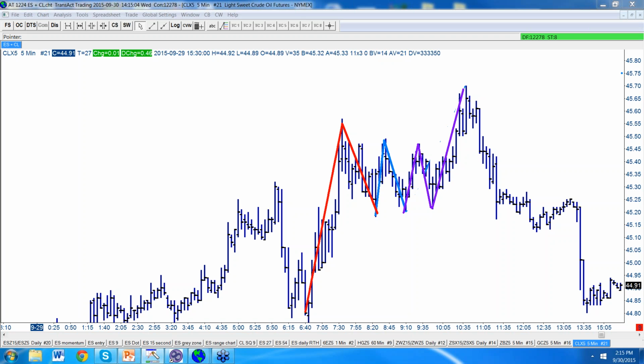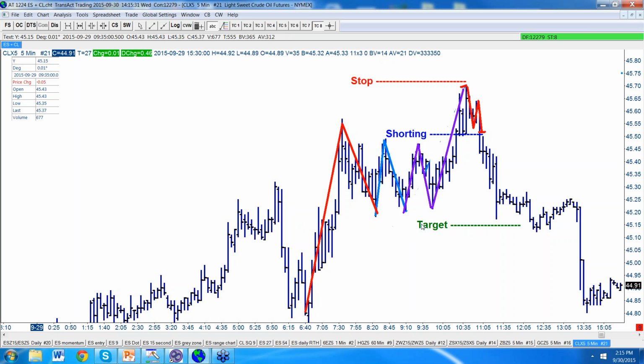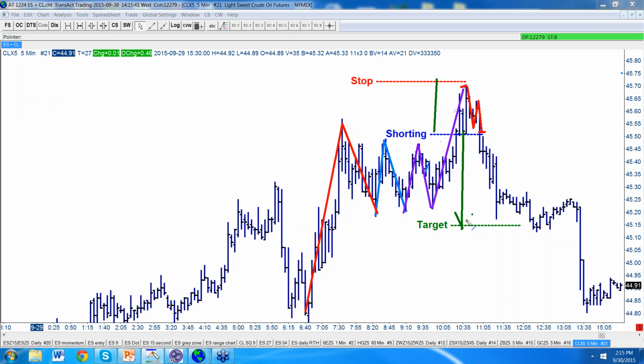Well, where do you get in? Well, what if I get in? Boom, right there. Now I don't care where this high is, because that's where I'm going to be looking at putting a stop, and I'll be looking at short, and of course down here is where the target is. So there is a 2-to-1 risk reward or thereabouts. There's your risk and there's your reward below here.